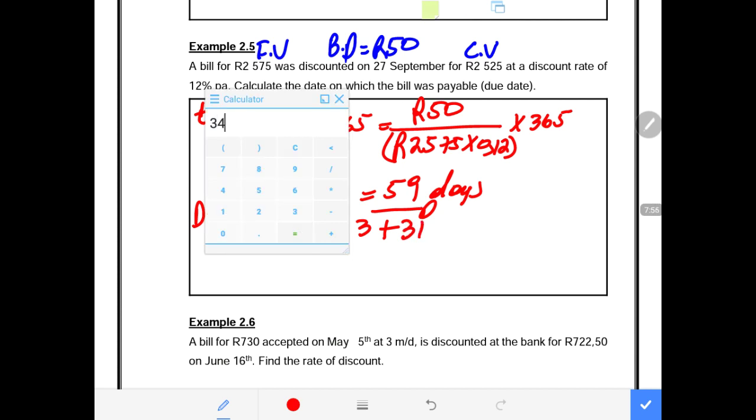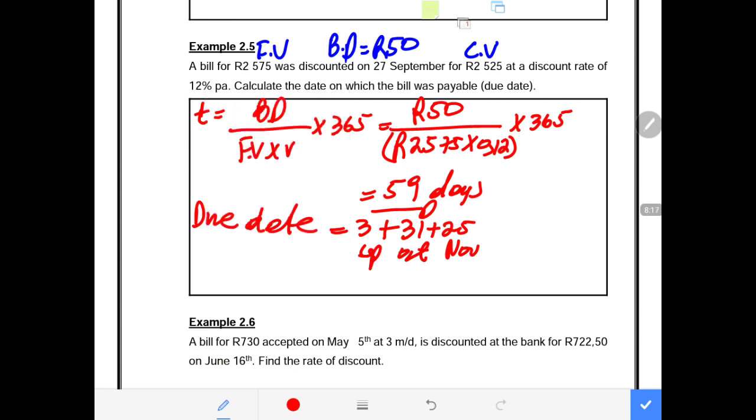We get 34. So we don't need the full month here. We need less than a month in order for us to get to the 59th day. So now say 59 minus 34 in order for us to say, okay, we only need 25 days in the next month. Remember, this is the month of November, this is October, this is September. So now that means the bill is due on the 25th of November.